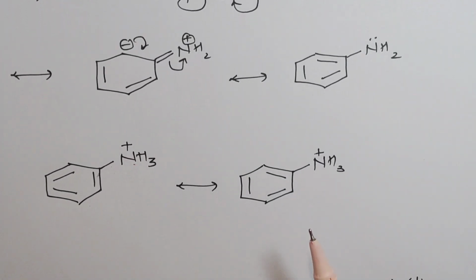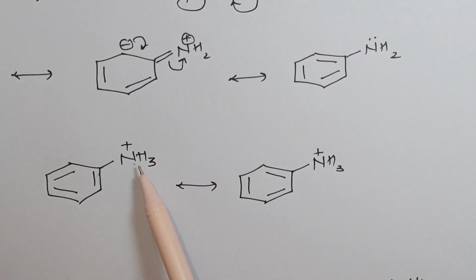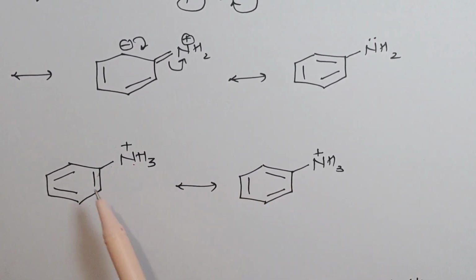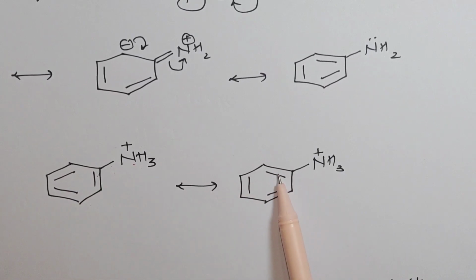In case of anilinium ion, there are only 2 resonating structures. This actually doesn't get involved in resonance. Only the pi bonds are involved. Pi bonds in the benzene ring are involved in resonance, right?